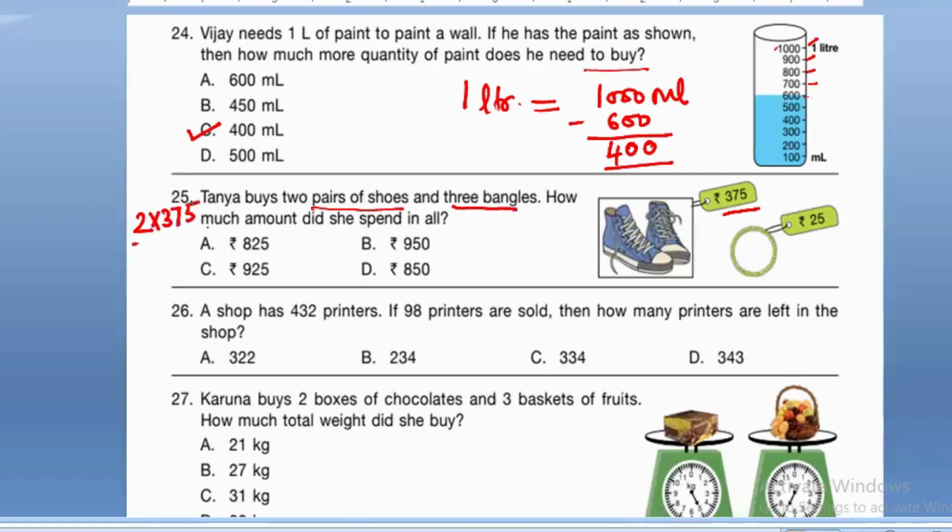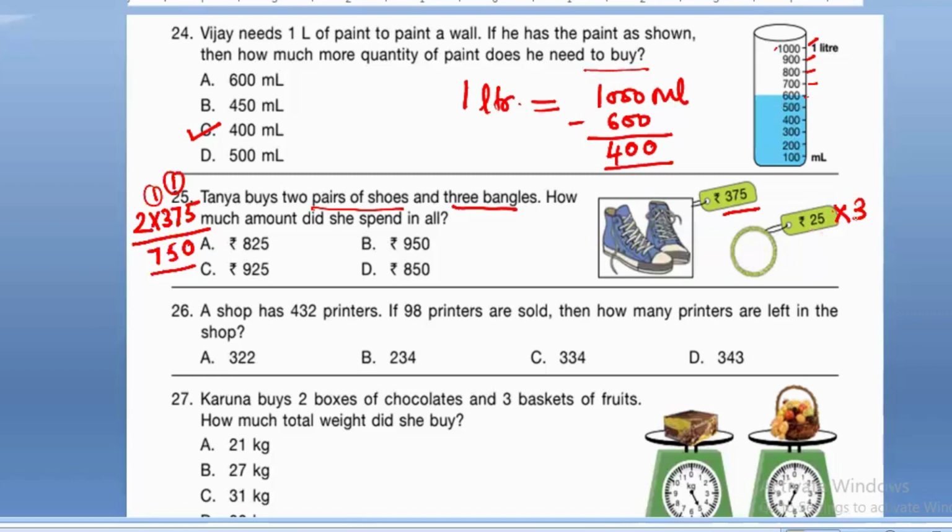Okay. So after multiplying these two terms, what are we getting? 2 5s are 10, 0, carry over 1. 2 7s are 14, plus 1 is equal to 15. Carry over 1. 2 3s are 6, plus 1 is 7. We are getting 750. Now, the question is saying that she is also buying 3 bangles. One bangle costs 25 rupees. So what will be the cost of 3 bangles if we multiply 25 by 3?